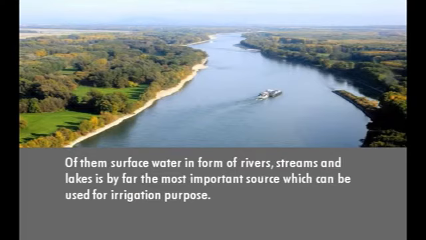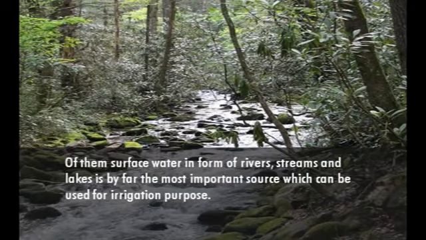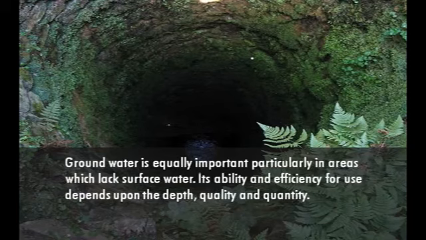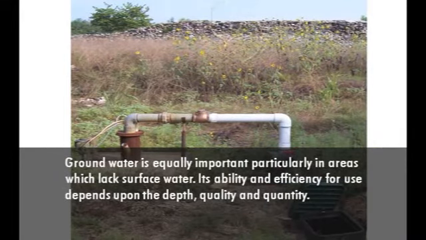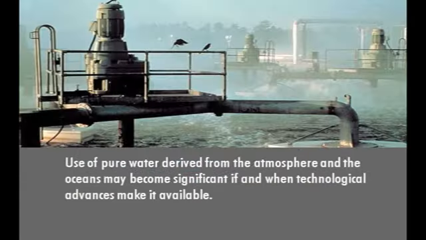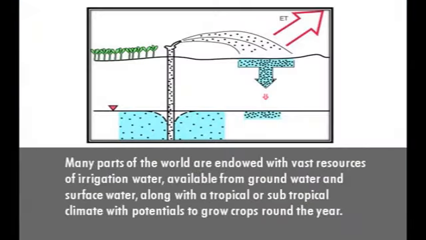Of them, surface water in the form of rivers, streams, and lakes is by far the most important source which can be used for irrigation purpose. Groundwater is equally important, particularly in areas which lack surface water. Its ability and efficiency for use depends upon the depth, quality, and quantity. Use of pure water derived from the atmosphere and the oceans may become significant if and when technological advances make it available. Many parts of the world are endowed with vast resources of irrigation water available from groundwater and surface water, along with tropical or subtropical climate with potentials to grow crops round the year.